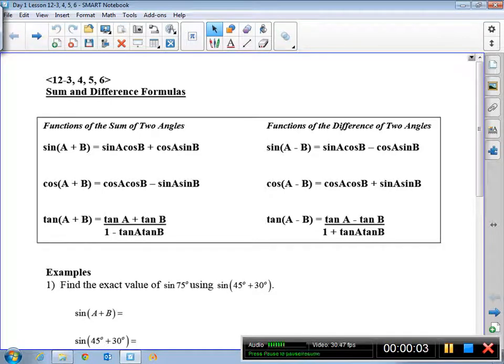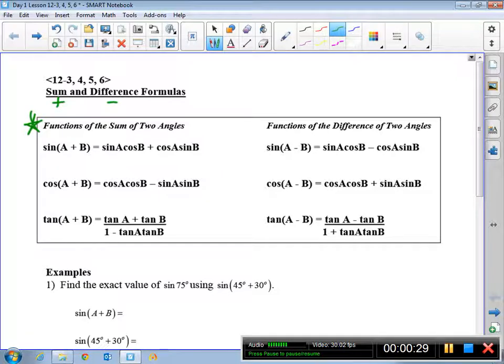So the next few sections have to do with formulas that you are given on the exam. Today we're going to look at what are known as the sum and difference formulas. And they're here at the top of our screen. So these are given on the Regents exam. So sum obviously means add, difference obviously means subtraction.